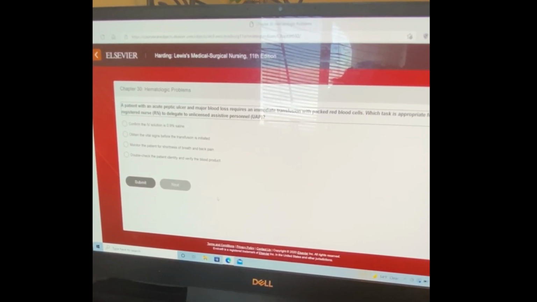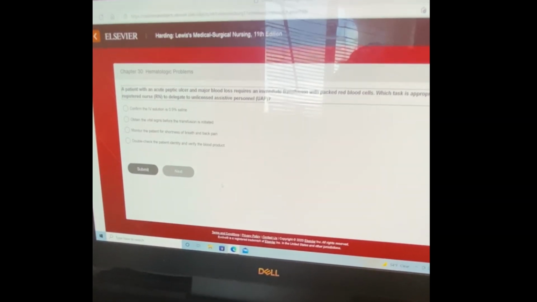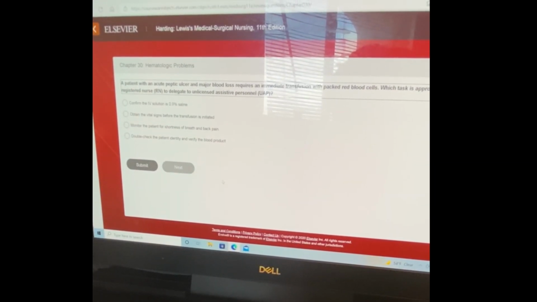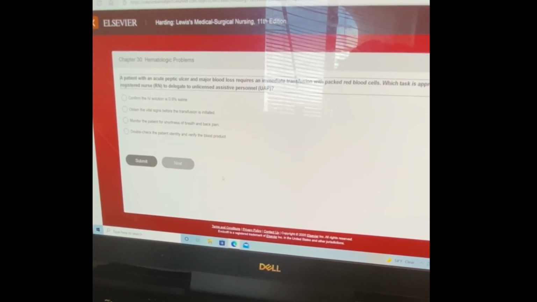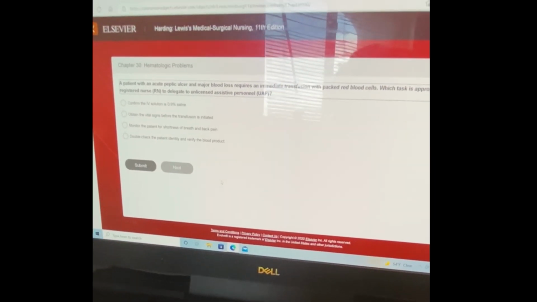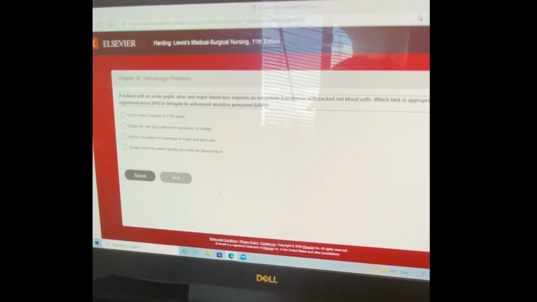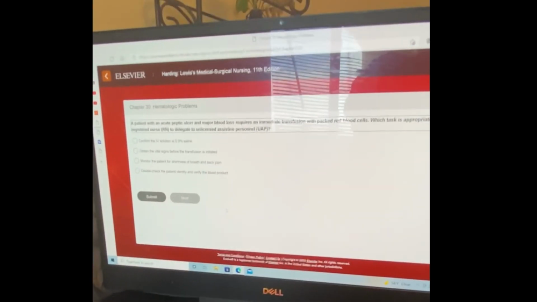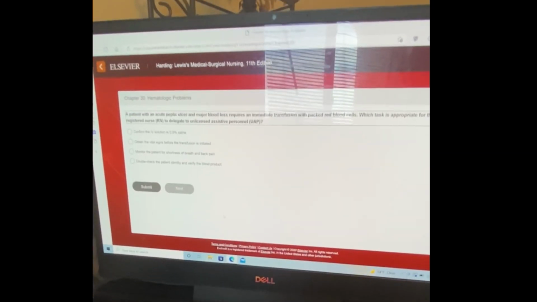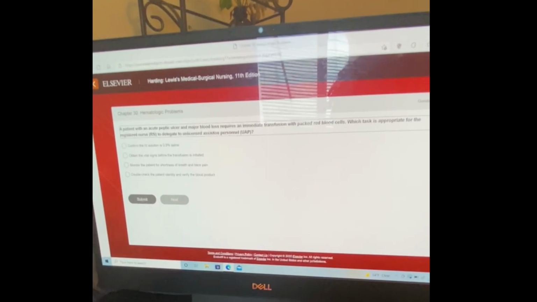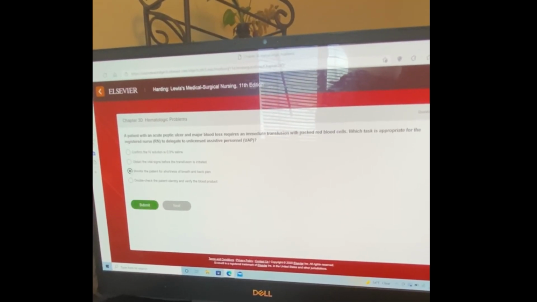I would think that the thing they would want to assist unlicensed assistive personnel with is monitor the patient for shortness of breath and back pain. That would be the thing that I feel like you can leave to unlicensed assistive personnel, whatever that may include. So I'm gonna pick that one. Go ahead. You sure? I'm positive. Just think about it a little bit more. No, you know what? Can you just pick it, please? After that last one, I'm gonna leave you alone. I'm gonna let you answer your questions.